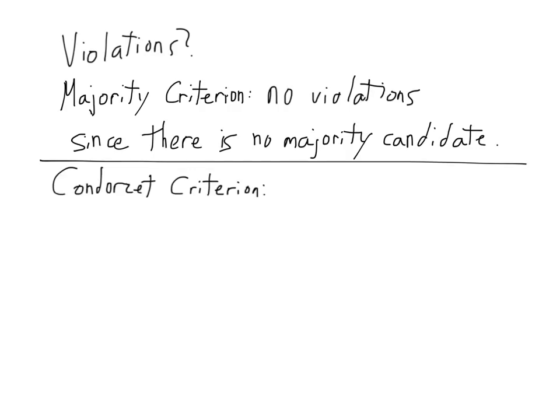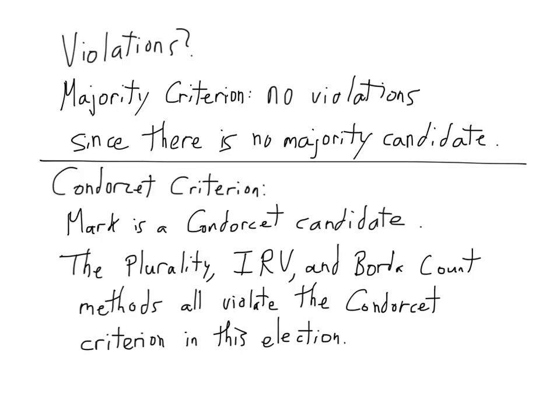As for the Condorcet criterion, we do have a Condorcet candidate in this election, namely Mark. Now, he was the winner under the method of pairwise comparisons, as of course he would have to be, but all the other voting methods declared someone other than Mark to be the winner. Plurality, instant runoff voting, and Borda count methods all violate the Condorcet criterion in this particular election. They don't produce such violations all the time, but in this election they do. So from Condorcet's point of view, all those other three methods have produced results that are unfair.